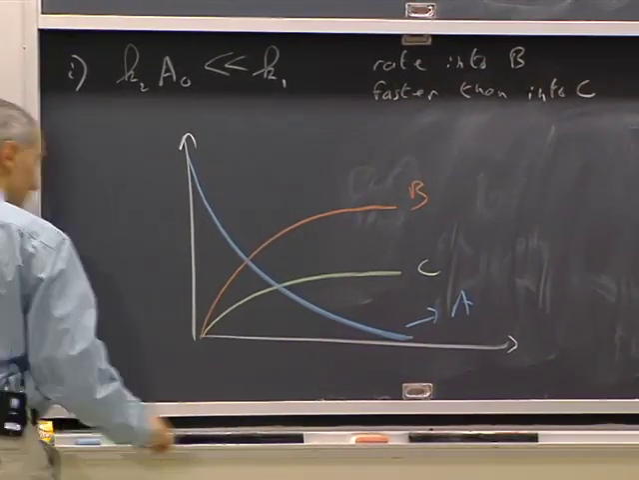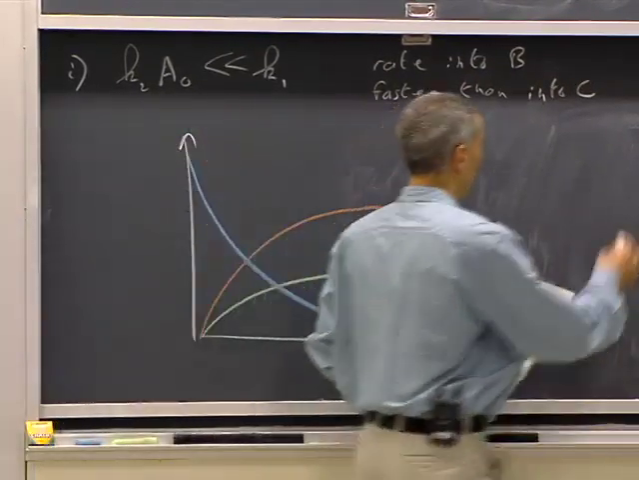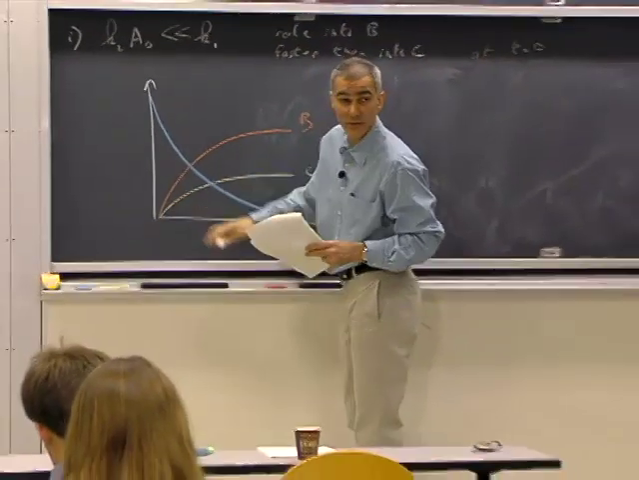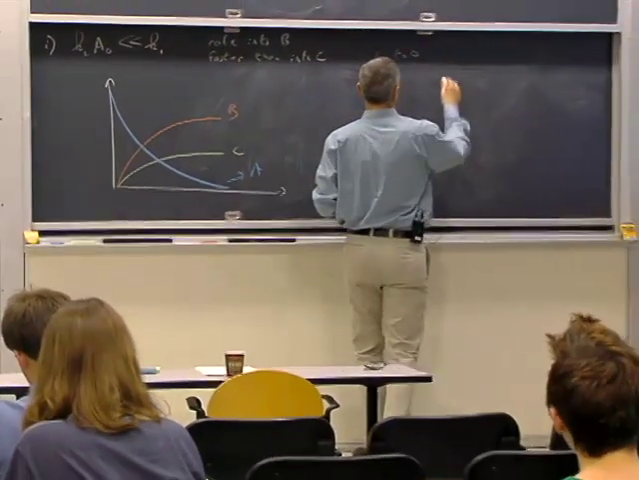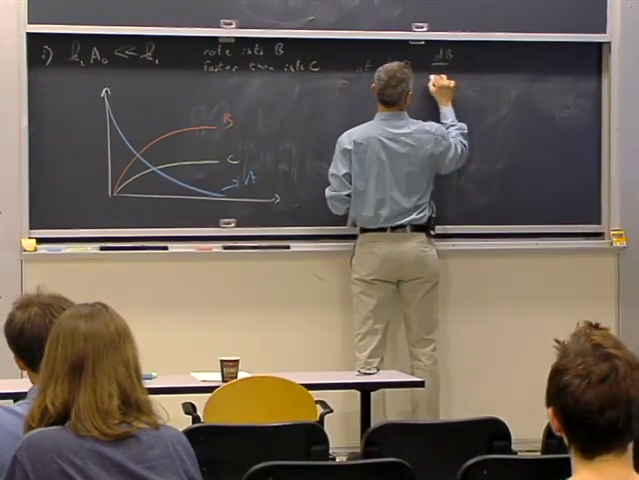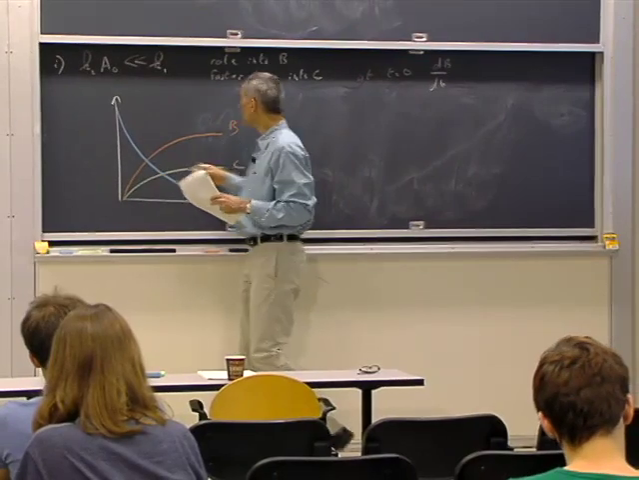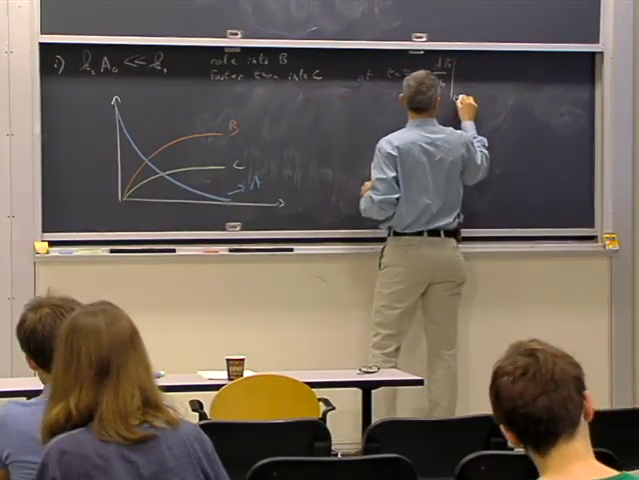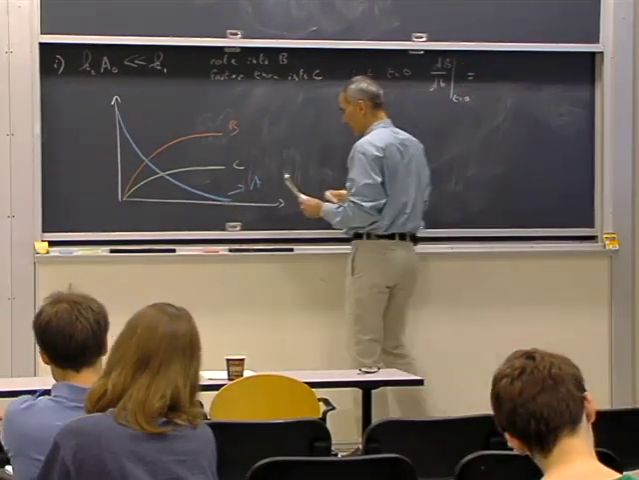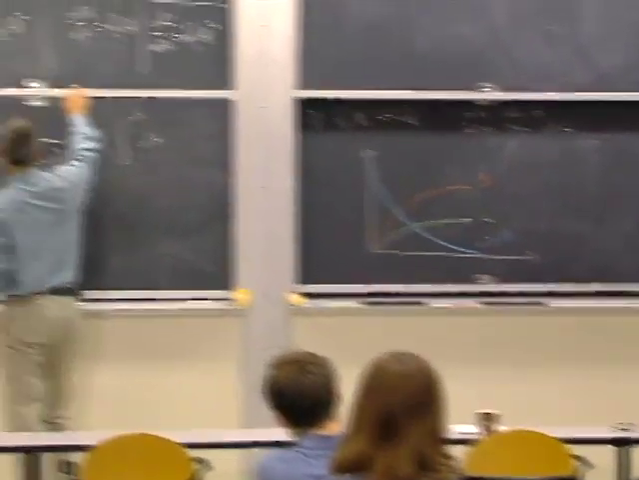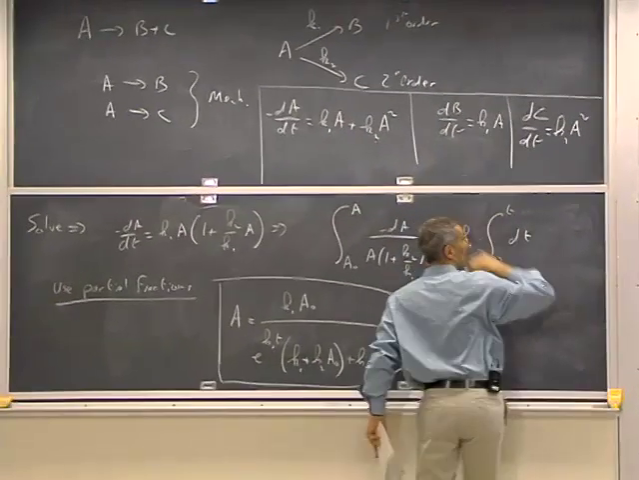We can write, at t equals 0, find out what these initial slopes are for the creation of B and C. So dB/dt is the slope of the creation of B at the beginning, at t equals 0, right? And that's just the rate law. dB/dt at t equals 0 is k1 A0.